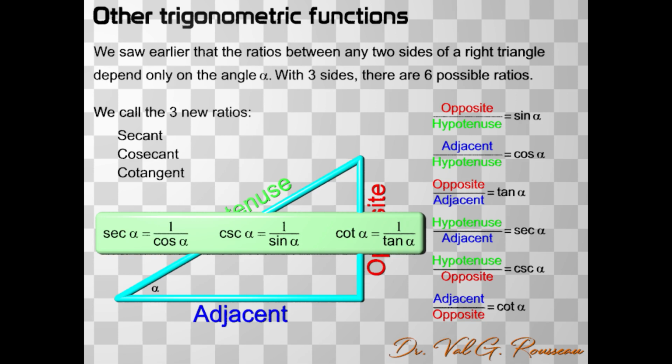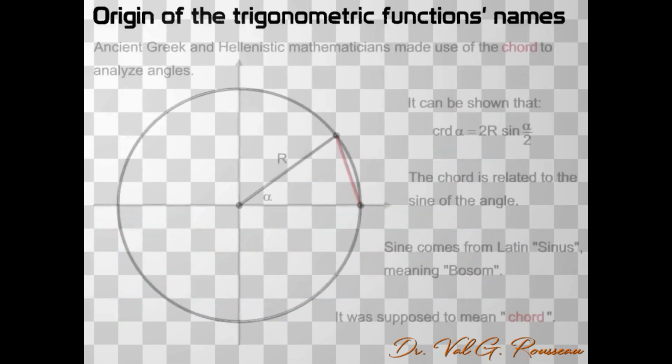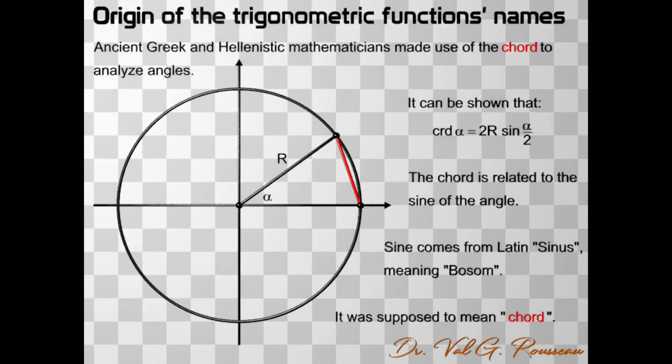You may wonder where all these names come from. The roots of trigonometry took place with ancient Greek and Hellenistic mathematicians. In these early times, the analysis of angles was made with the use of the chord instead of the sine, cosine, and tangent. Using the chord to analyze angles is totally equivalent to modern trigonometry because the length of the chord is closely related to the sine of the corresponding angle.